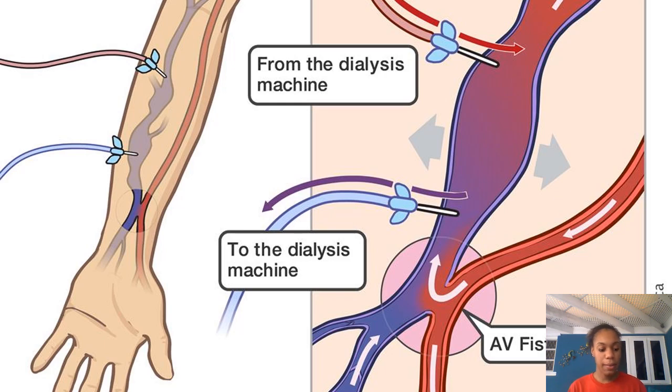So now we're gonna talk about the intravenous graft. So the intravenous graft can be created by subcutaneously interposing a biologic, semi-biologic, or synthetic graft between an artery and a vein. It is usually created when a patient's vessels are not suitable for an AV fistula.